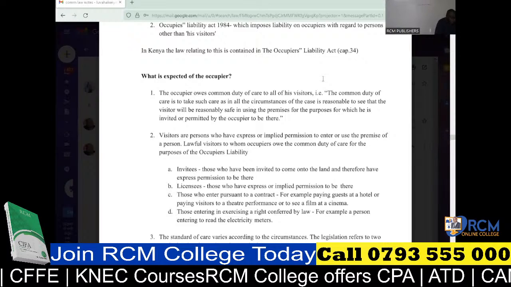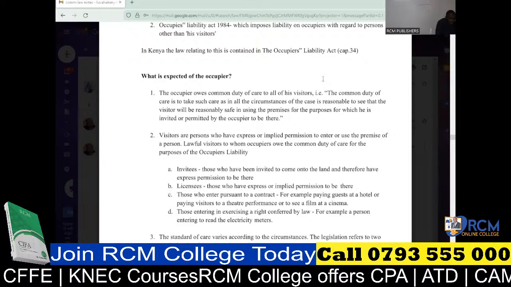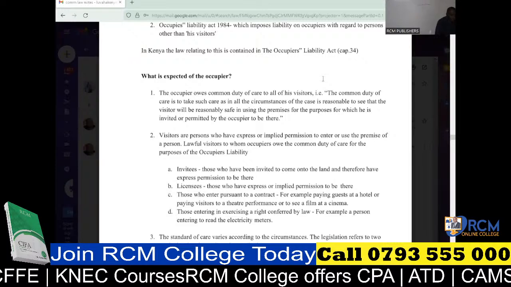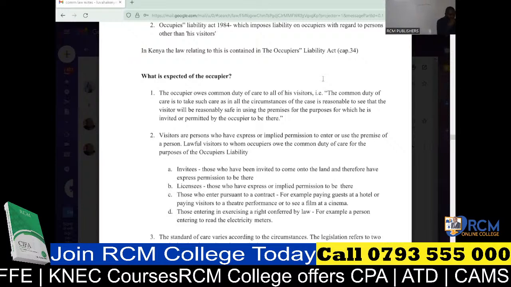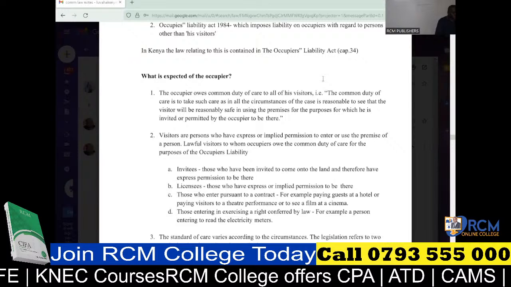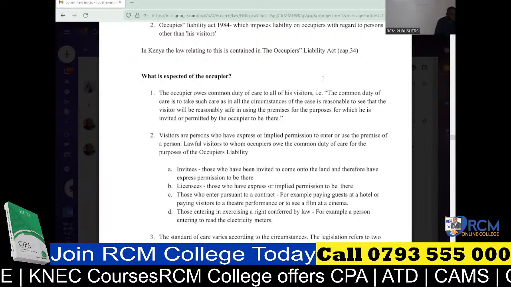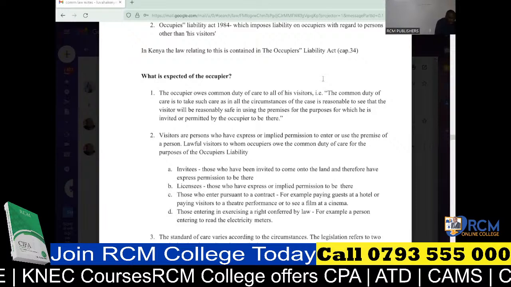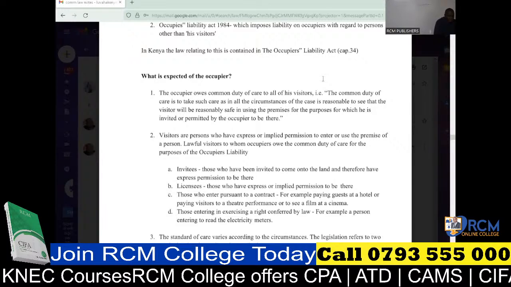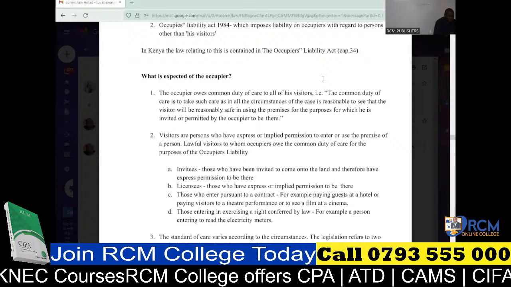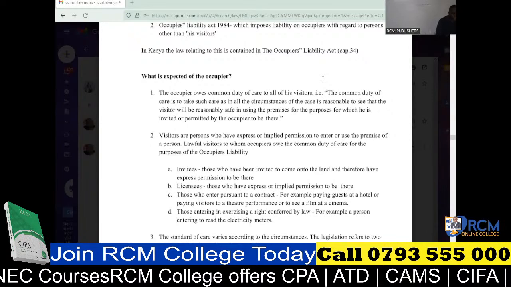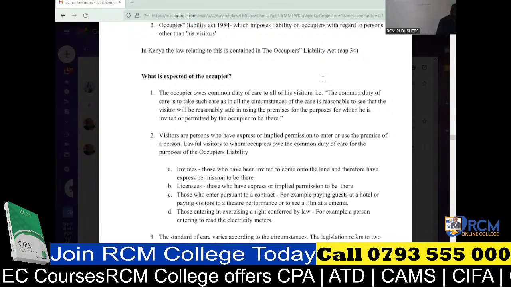Number two, visitors are persons who have express or implied permission to enter or use the premises of a person. So lawful visitors to whom occupiers owe the common duty of care for the purpose of occupiers' liability include invitees, so those that have been invited, licensees, so those who have been licensed, for example, to come and visit the premises, and those entering in exercise of a right conferred by law. For example, a person entering to read an electricity meter.